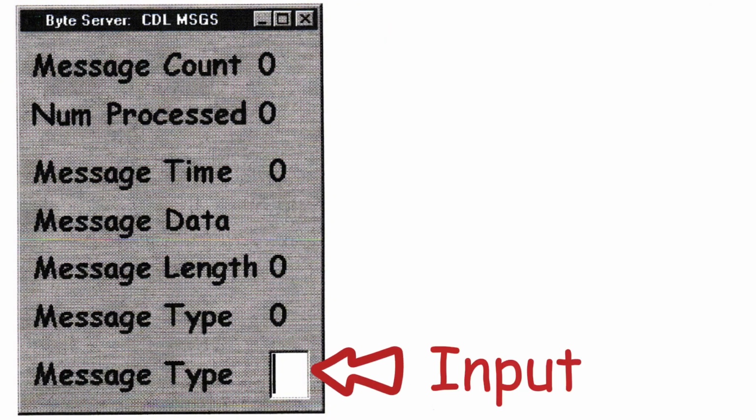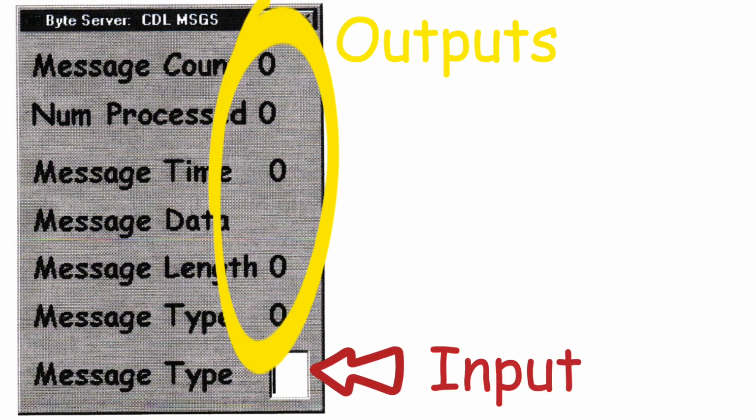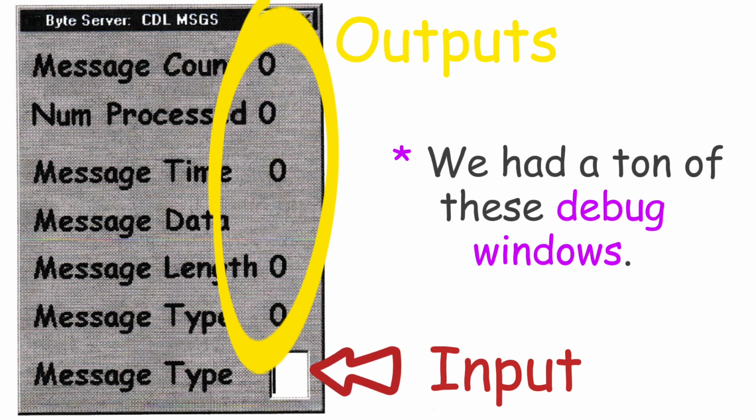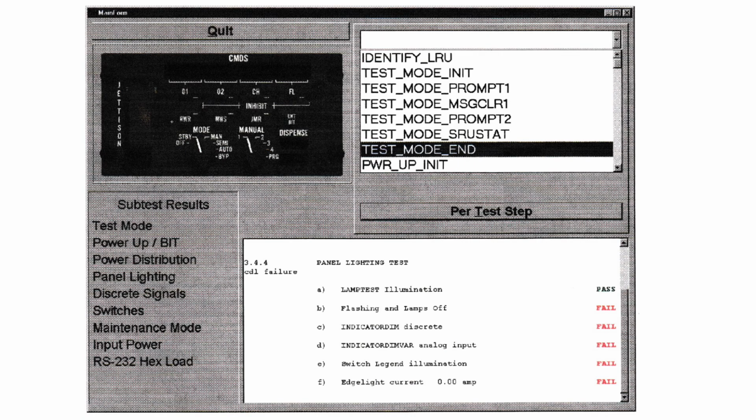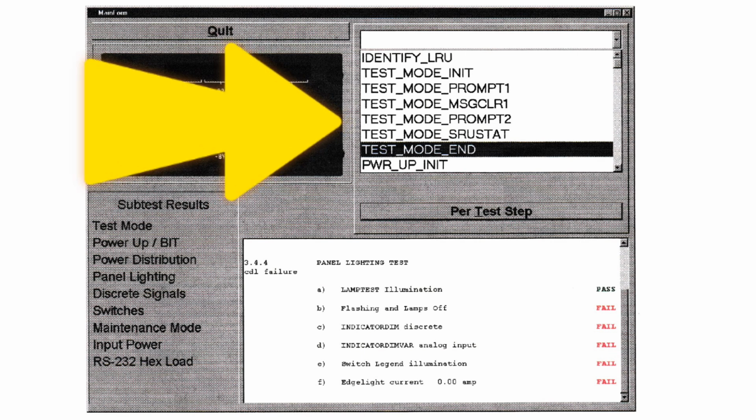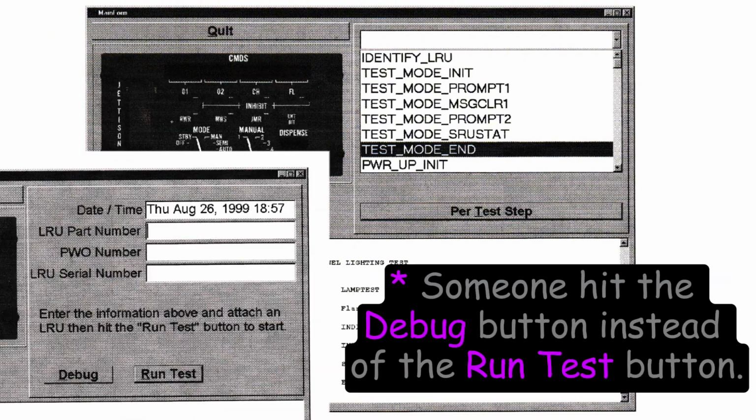Looks like there was one simple input, a lot of outputs. Yeah, we had a ton of these messages. In fact, we'll see a few more debug windows in a second. Ah, so here we are back in the main window, but obviously some stuff has changed. Presumably someone hit the test button instead of the start button.